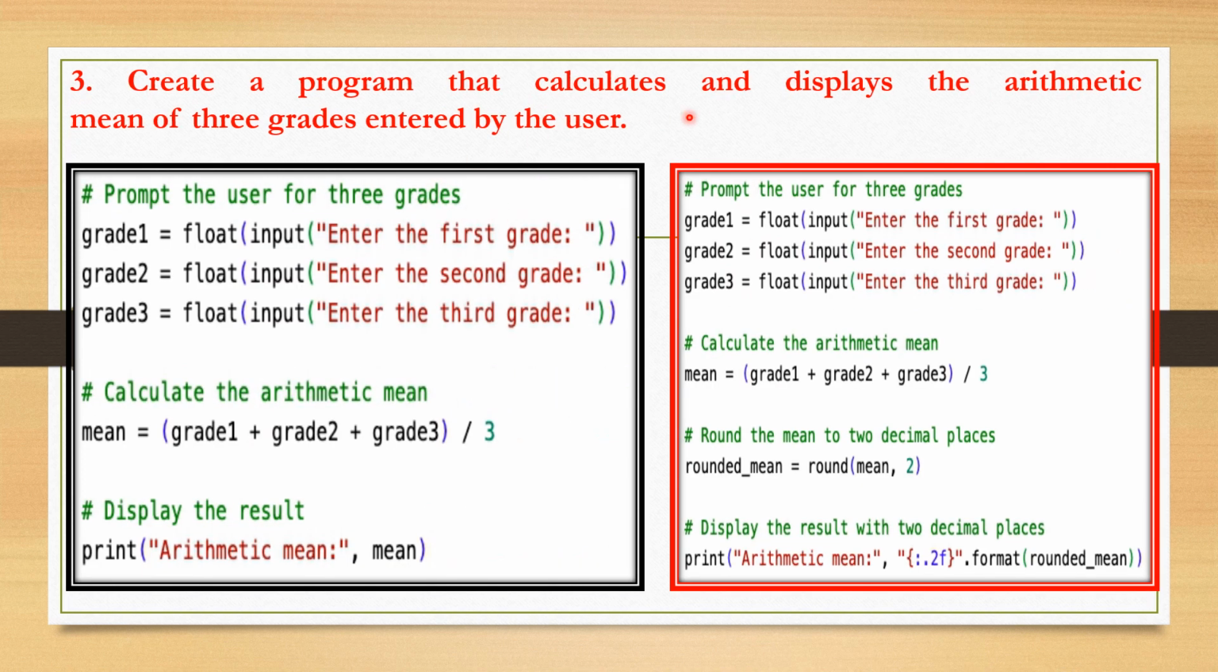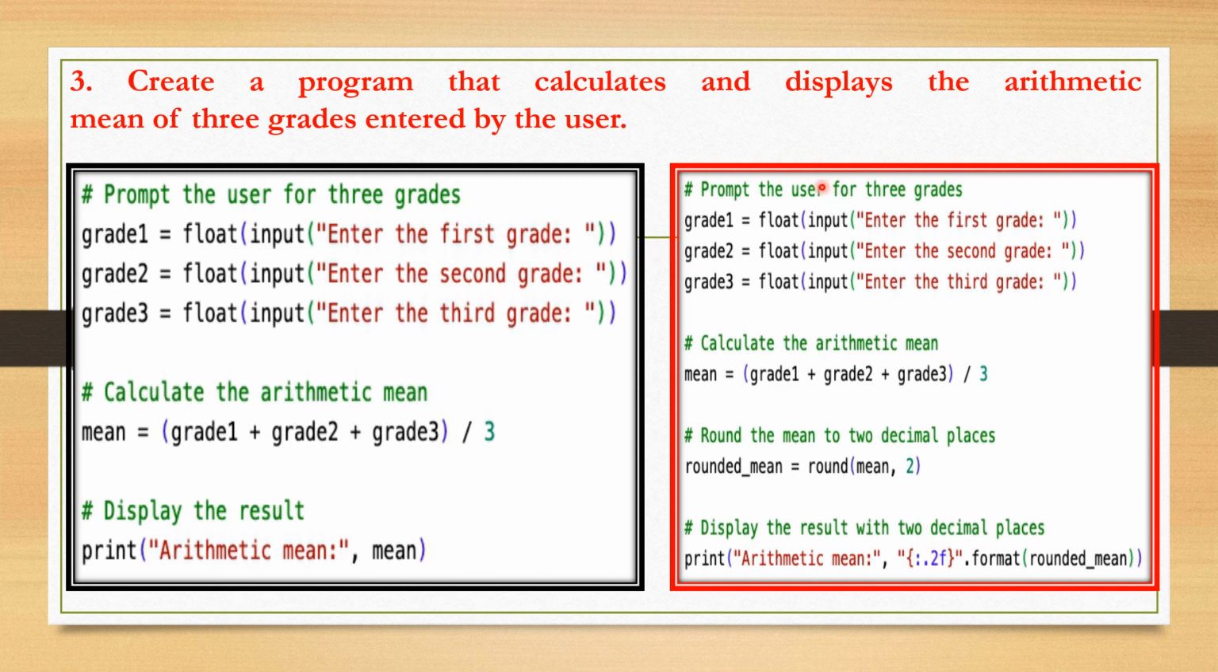The third program is to calculate the arithmetic mean of 3 grades. We'll start by prompting the user to enter 3 grades using the input function and using the float function to convert the input into floating point numbers. After obtaining the 3 grades, we calculate the arithmetic mean by adding the 3 grades together and dividing the sum by 3. The result of the arithmetic mean is stored in a variable called mean, and finally the print command is used to display the arithmetic mean to the user.